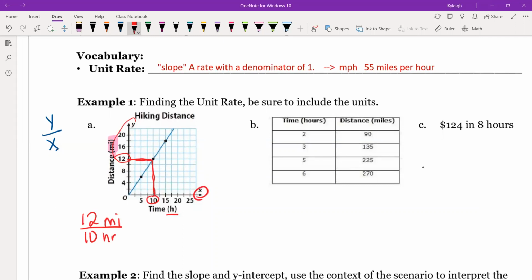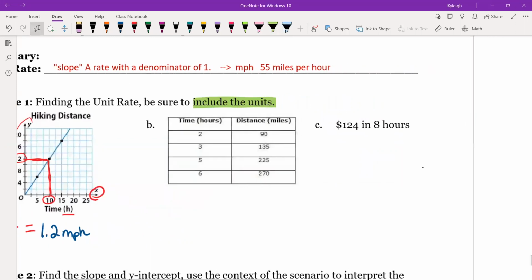So now this is just a rate, and a unit rate we need to simplify. So in your calculator, do 12 divided by 10. So 12 divided by 10 gives me 1.2. And I'm going to abbreviate miles per hour. Okay. So it's not enough to just tell me 1.2, especially when the directions say include the units. So make sure you're including the units, telling me what they mean.